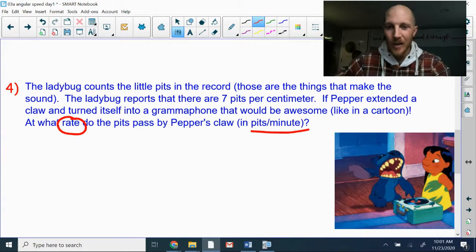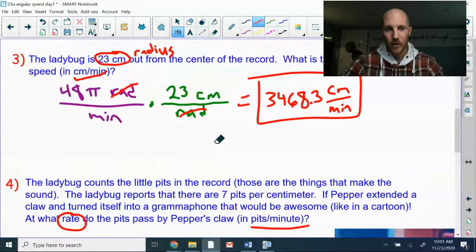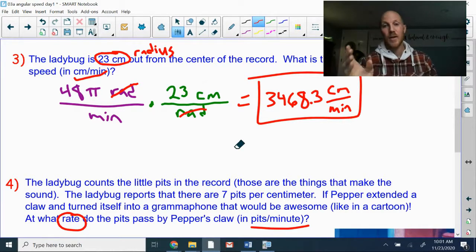So in this context, pits is measuring the distance. Right, we've got all the pits on the record player. They're spaced out at a uniform rate of 7 pits per centimeter. We've kind of changed pits into a measurement of distance. So what I'm asked for, at what rate do the pits pass by Pepper's claw in pits per minute, is also a linear speed. I just found a linear speed in number 3, and in question 4 I'm going to find a different set of units, still for linear speed.